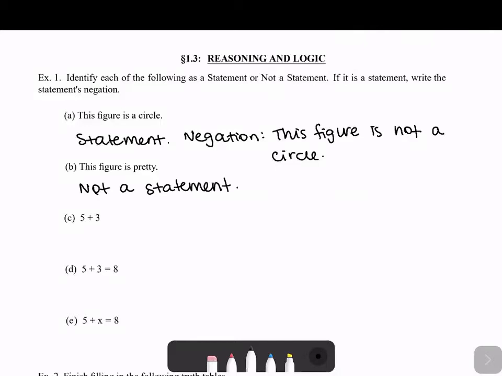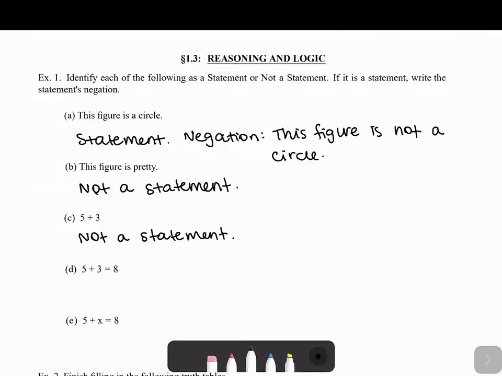Okay, C is 5 plus 3. So 5 plus 3 what? So remember, a statement has to be a full sentence. In this case, this talks about 5 plus 3, but it doesn't tell us something about it that we can assess the truth value of. So this one is, again, not a statement because it doesn't have anything to assess as true or false.